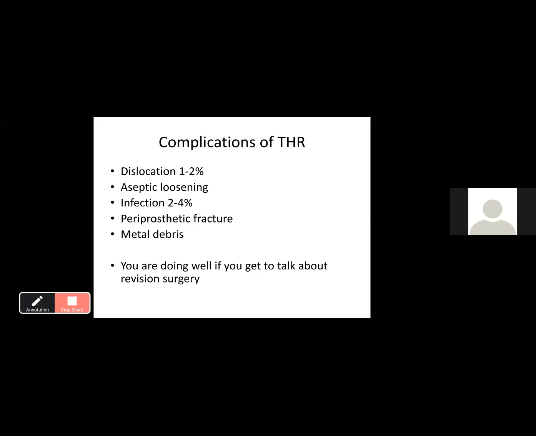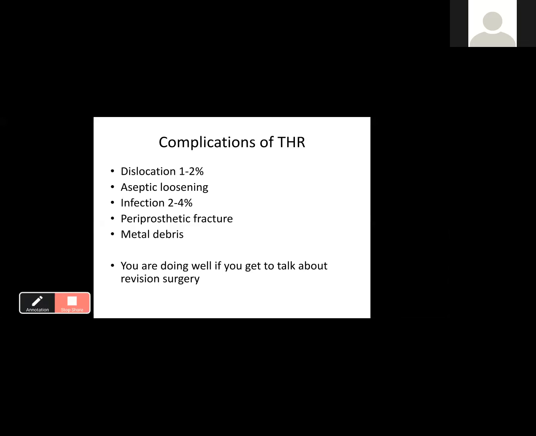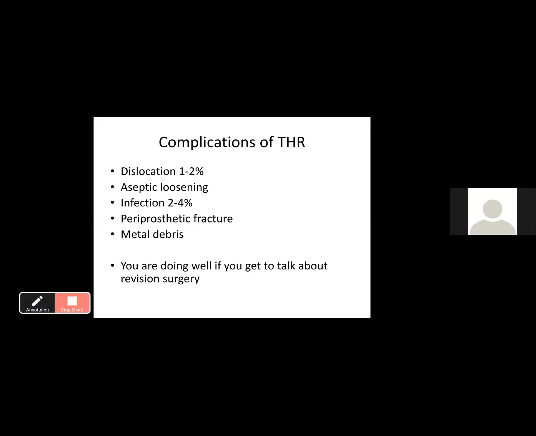Metal debris, again, that's the other common reason for revision in the UK, and a lot of it is because they've got metal ions that are raised, and also they're starting to get problems, so they're asking for these to be revised. So there's an increased revision rate in our metal on metal hip population.